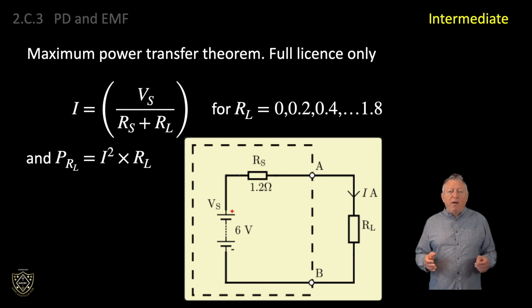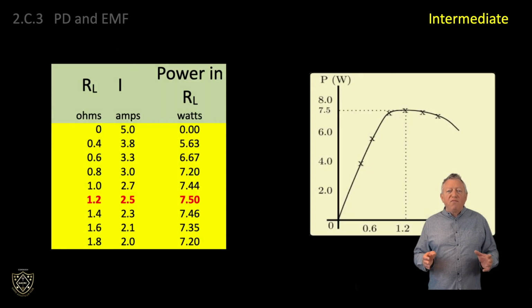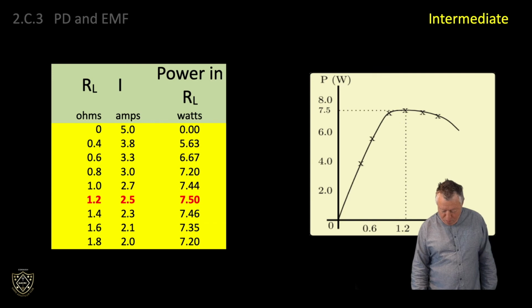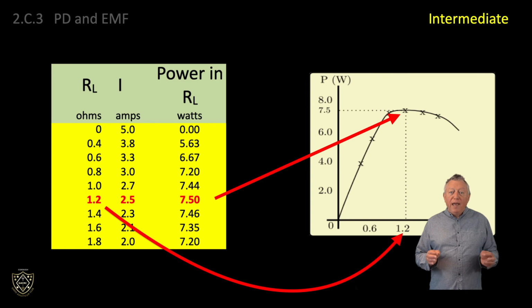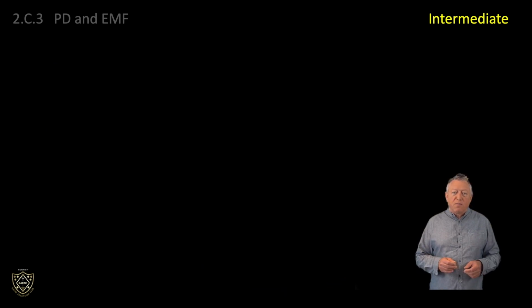So we can calculate the power in the load when the load is a short circuit, 0 ohm, when the load is 0.2 ohms, 0.4 ohms, 0.6 ohms, etc. Putting the results into a table and graph demonstrate that maximum power is developed in the load, RL, when the load resistance is equal to 1.2 ohms. That is, when RL equals RS, or putting it another way, when the load resistance equals the source resistance.